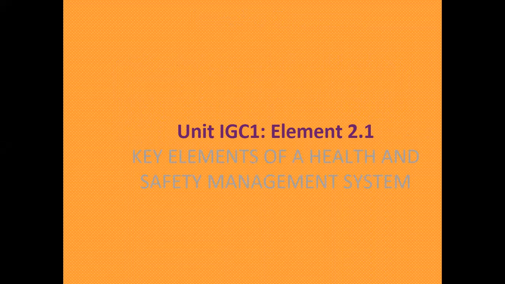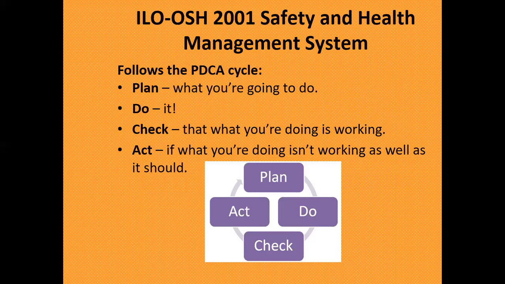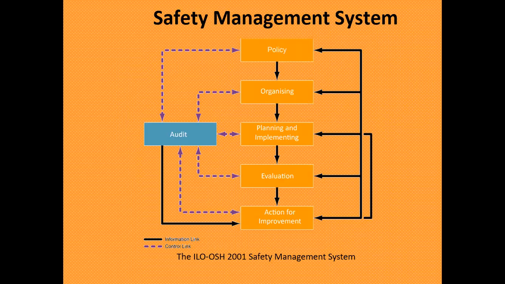Okay, now we are here. Unit IG2, element 2.1, key elements of health and safety management system. Okay, how it works. ILO-OSH safety and health management system works by following a PDCA cycle. PDCA means plan, do, check, act. Like first plan what you are going to do, then do it, then check is it effective, is it working or not, and then act accordingly. If you need to make some more changes, then that is the act. That is the last section. You need to act as per the condition.